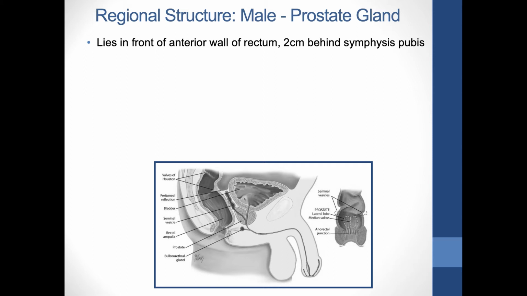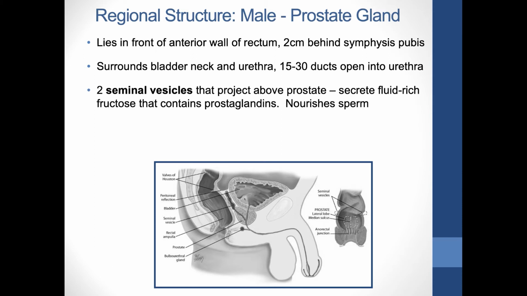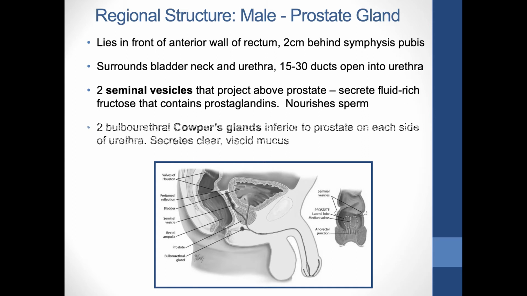The prostate lies in front of the anterior wall of the rectum. It's 2 centimeters behind the symphysis pubis. It surrounds the bladder neck and urethra. 15 to 30 ducts open into the urethra. There are 2 seminal vesicles which project above the prostate, and these secrete fluid rich in fructose, which contains prostaglandins. This nourishes sperm. 2 bulbourethral glands called Cowper's glands are inferior to the prostate on each side of the urethra, and this secretes viscous fluid.